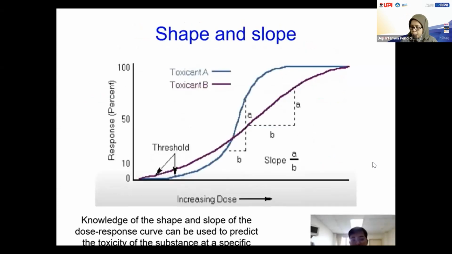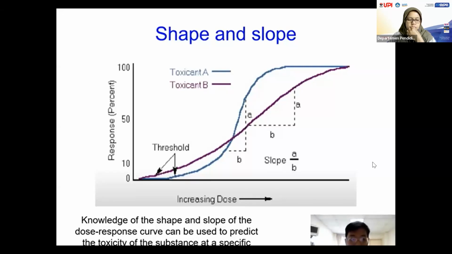So the shape and slope of the dose response curve is very, very important, right? Because the shape and curve of different toxicants give you a different interpretation and different information, right? For example, you look at these two, toxicant A and toxicant B, right? So these two toxicants have different thresholds.